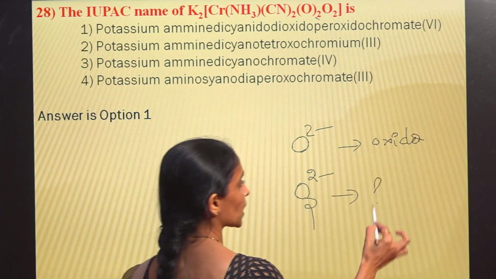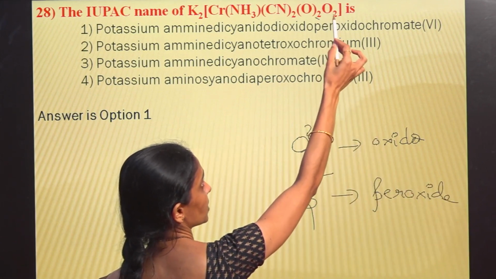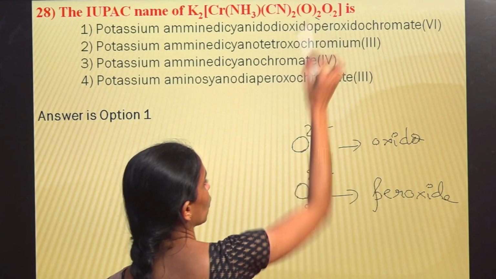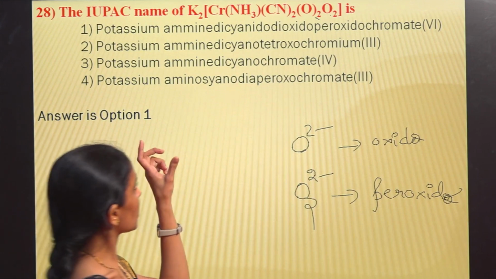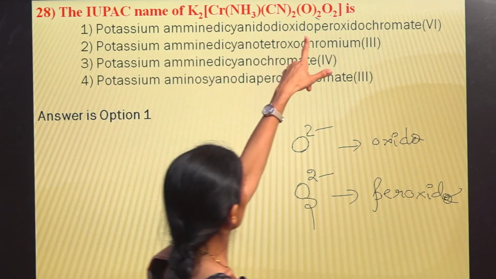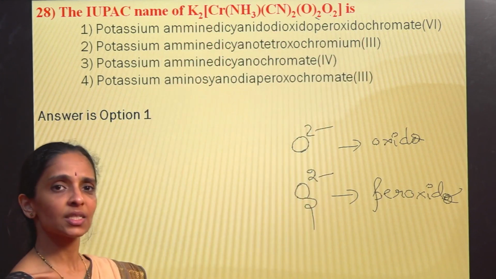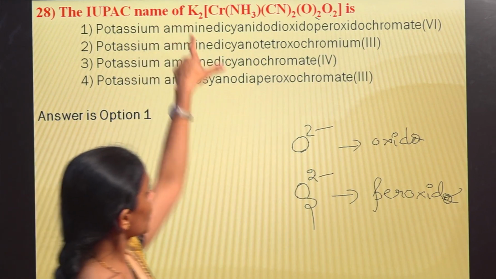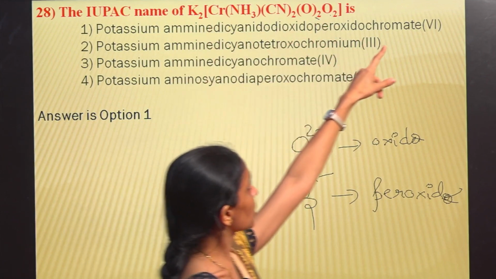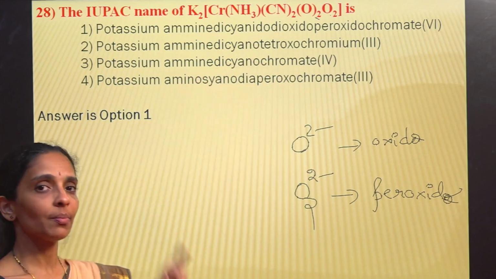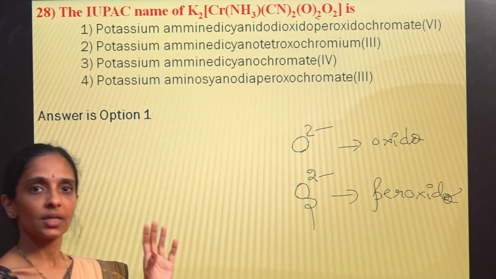And which is this ligand? O2 actually has a charge of 2 minus. This is the peroxido ligand. There is only one such ligand present. This is not two, it is a single ligand. O2 2 minus is one ligand, the peroxido ligand. All right, so ammine, dicyanido, dioxido, peroxido. And then coming to the central metal, chromium. But since it has come as the anionic part, we have to write it as chromate, not chromium. So far option 1 matches with our answer.